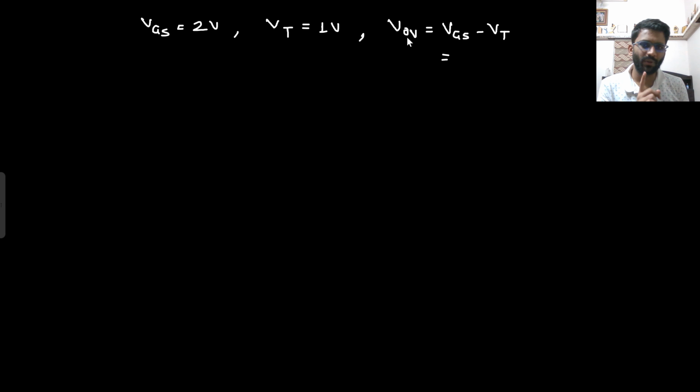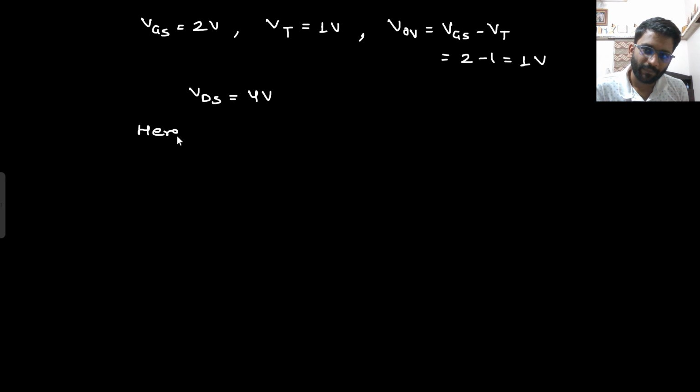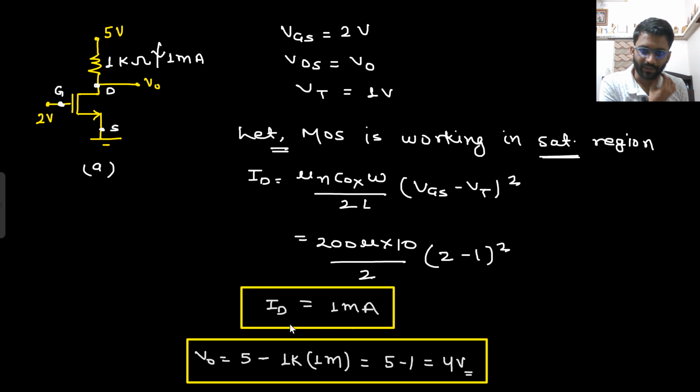I don't remember if I told you about this term or not. V overdrive is VGS minus VT, just a simple term that is given to it, nothing else. So V overdrive is 2 minus 1, that is 1 volt. Now what is VDS? VDS is 4 volt. Here VDS is equal to V naught only, that is 4 volt.